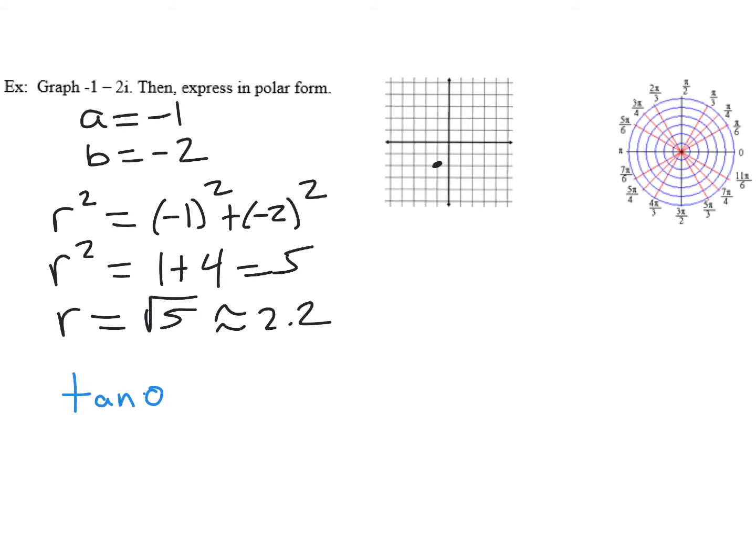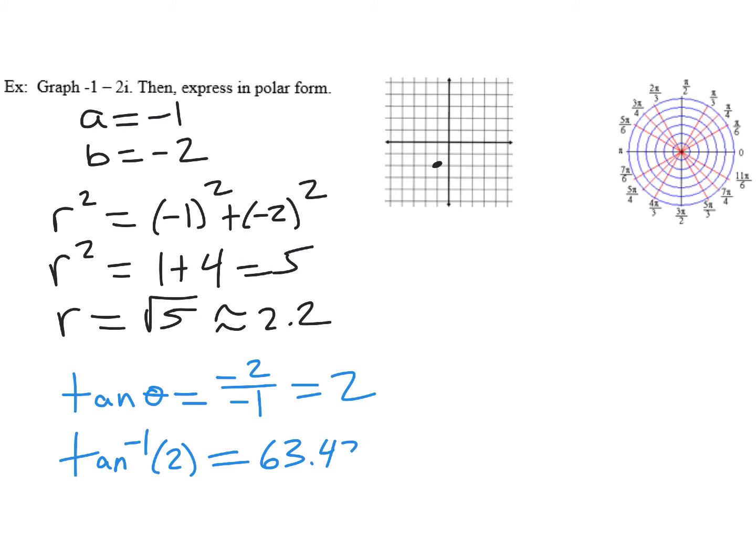The other piece we need is theta. That would be b over a, or -2 over -1. So we take the inverse tangent of 2. This is where thinking about the graphs can be really helpful, because it's very, very tempting to just say that's my answer. But I shouldn't do that. Should not do that, right?